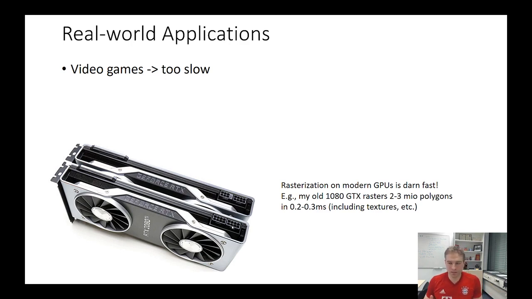Possibly lighting and so on. So it's not just the rasterization, of course. There's a lot of other stuff going on. The rendering is typically split up even into multiple render passes. You have a shadow pass and stuff like this.